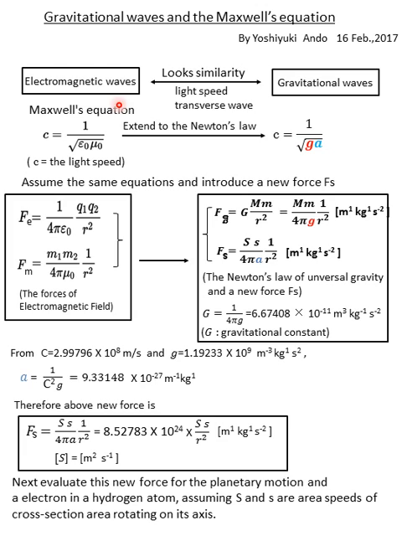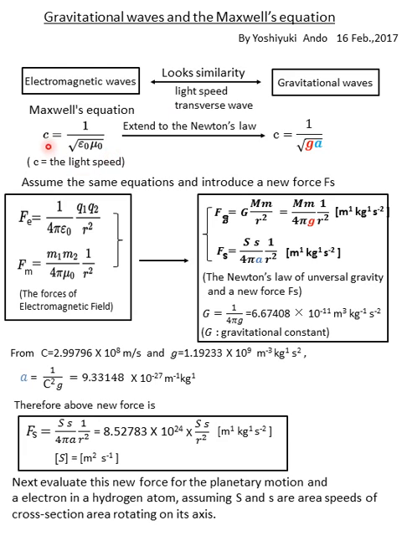This is the Maxwell's equation. He showed from this formula the electromagnetic wave speed is the light speed. And in recent study, gravitational waves are light speed and transverse wave. Then those two waves, electromagnetic waves and gravitational waves, look similar: light speed, transverse wave.